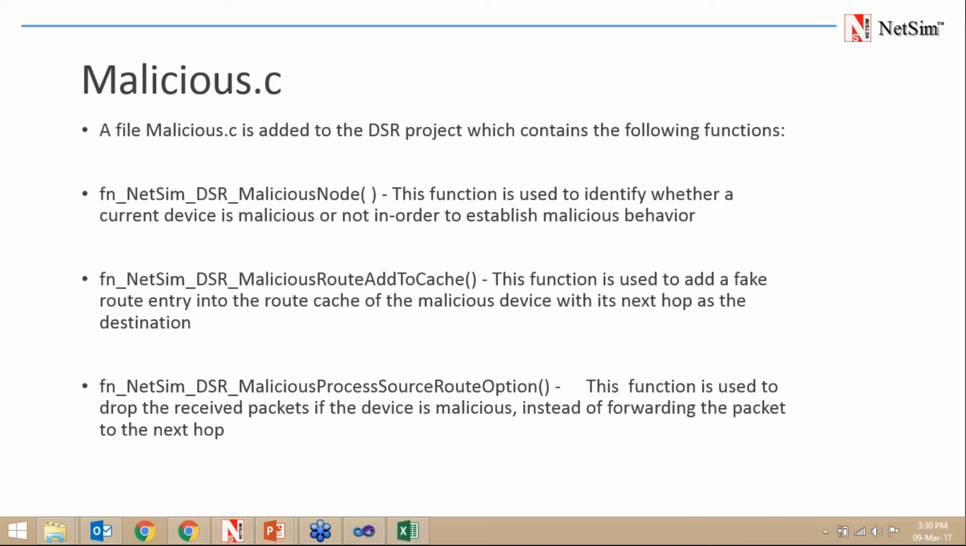The second function is malicious route add to cache. This function is to add a fake route in the network to establish a connection from the source. Then the third function is malicious process source route option. This function is to drop all the received packets from the source, instead of forwarding them to the destination. So these three functions we have to add in malicious.c, and then we have to add the malicious.c file into the DSR project.